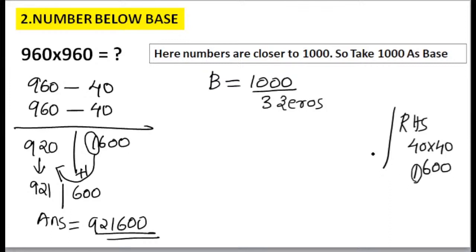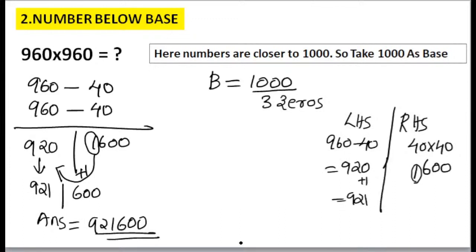Here RHS is 40 into 40, that is 1600, but 1 will be carried over. Then the LHS will be 960 minus 40, equal to 920, then plus 1 is equal to 921. The remaining 1 will be carried over to here.